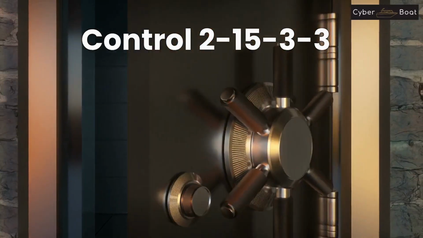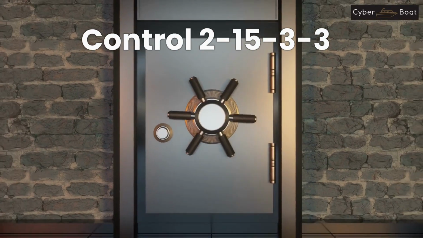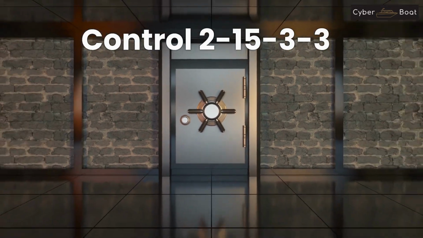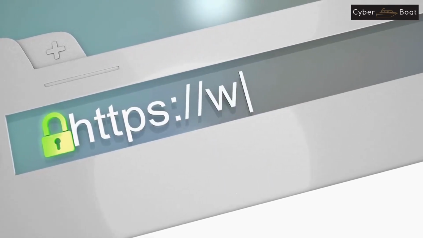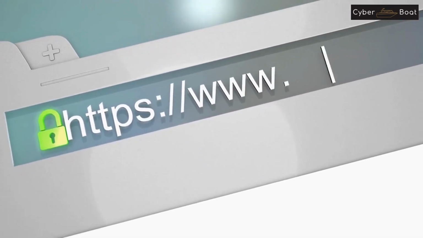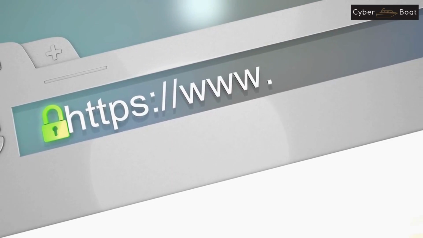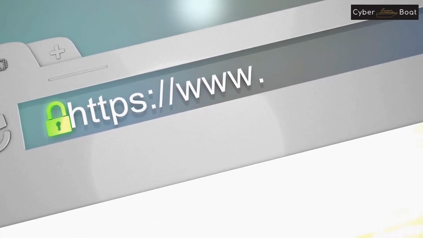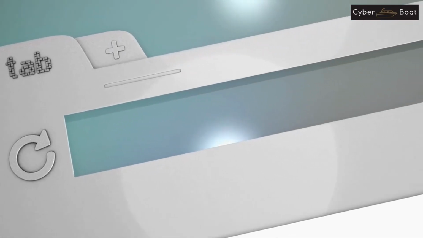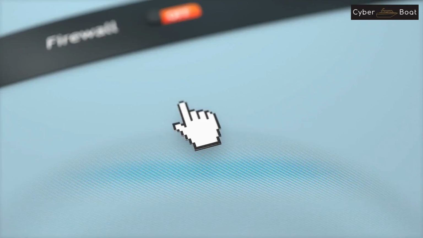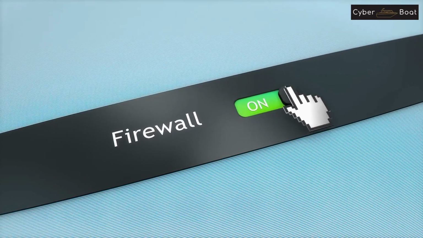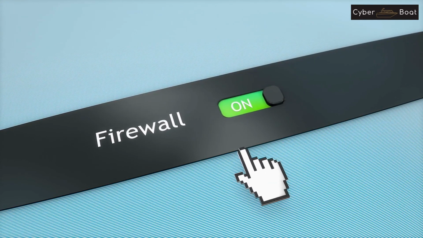Control 2.15.3.3: Use of secure protocols, e.g., HTTPS. HTTPS is a secure version of the HTTP protocol that is used to transfer data over the Internet. By using HTTPS, you can help ensure that data transmitted to and from your web application is encrypted and protected from eavesdropping and tampering.